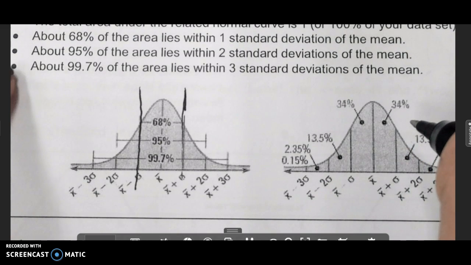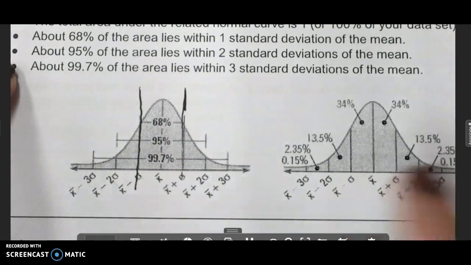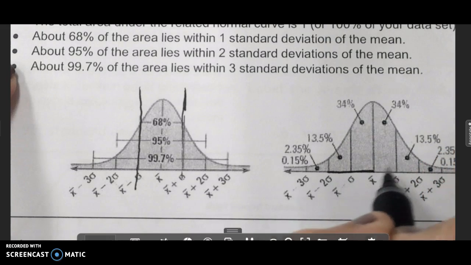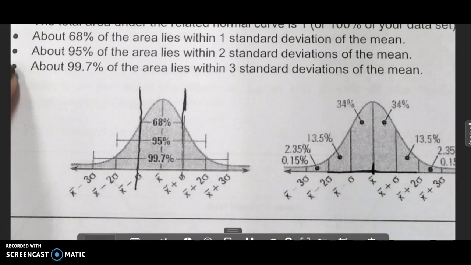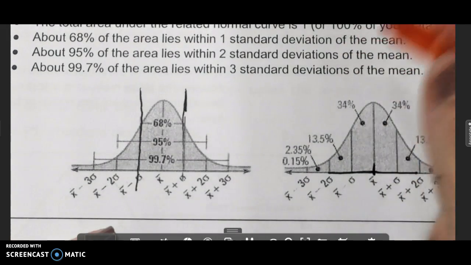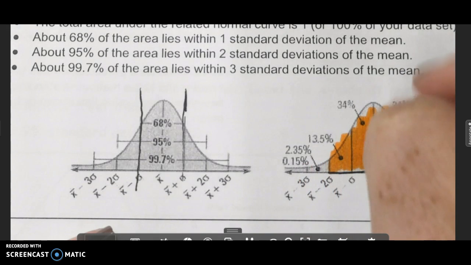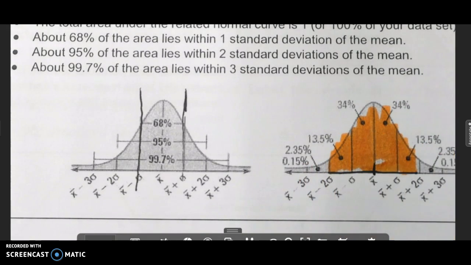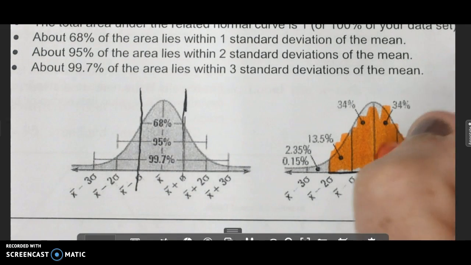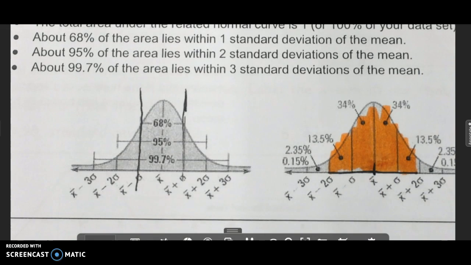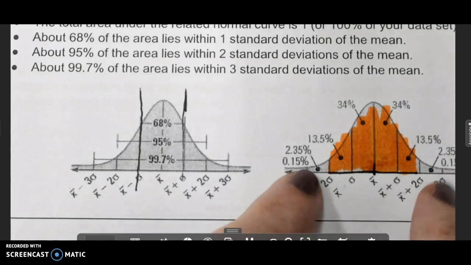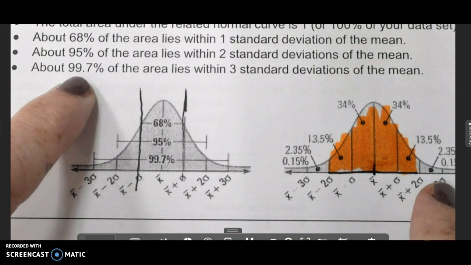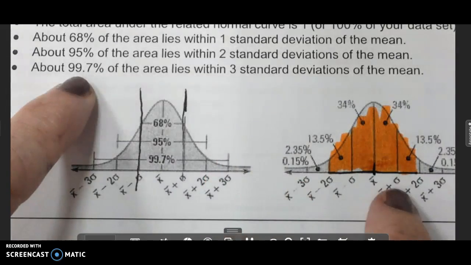About 95% of your entire data set will fall within 2 standard deviations. So 2 standard deviations would be 2 above and 2 below your average. 95% of your data should fall within these sections. That would be a normal curve, and then the remaining 5% will be off in the tails. 99.7% falls within 3 standard deviations of the mean.